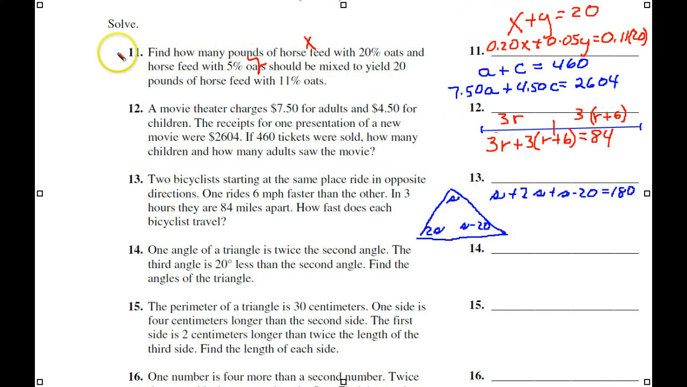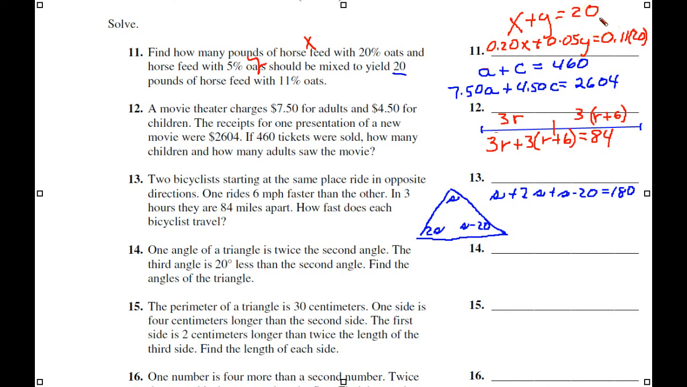All right, going on to number 11. Again, you have pounds of horse feed that are 20% oats. We're going to call that X. And then the horse feed with 5% oats, we'll call that Y. And they're to be mixed to yield 20 pounds of horse feed with 11% oats. So we know then that X plus Y will be 20. That's what we have here.